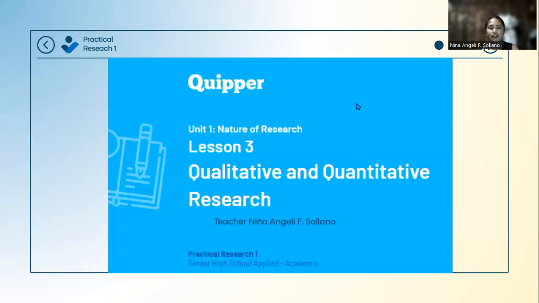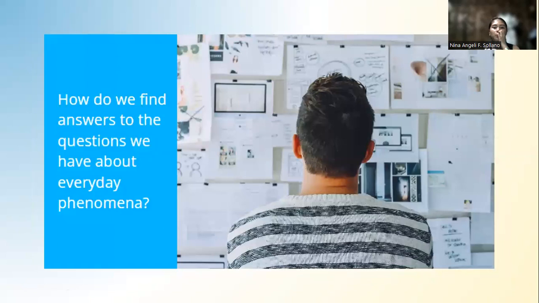So good day, learners. Now we are into lesson 3 of the nature of research, where we are going to talk about qualitative and quantitative research. So how do we find answers to the questions we have about everyday phenomena? This topic will help you learn how to collect the data later on in your study.